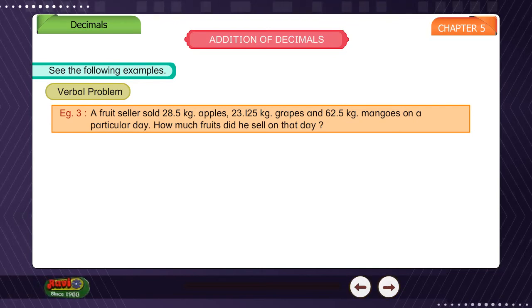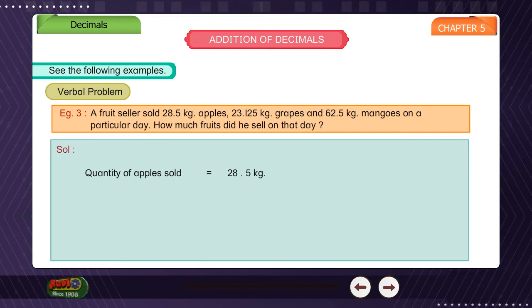Verbal problem. Example 3. A fruit seller sold 28.5 kg apples, 23.125 kg grapes and 62.5 kg mangoes on a particular day. How much fruit did he sell on that day? Solution.